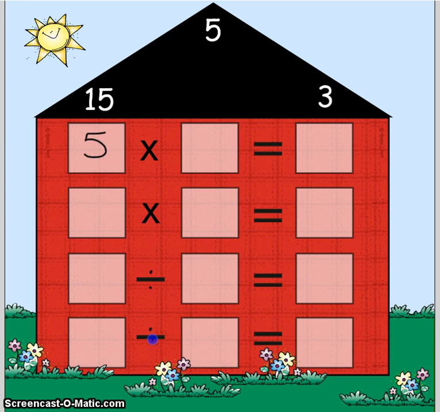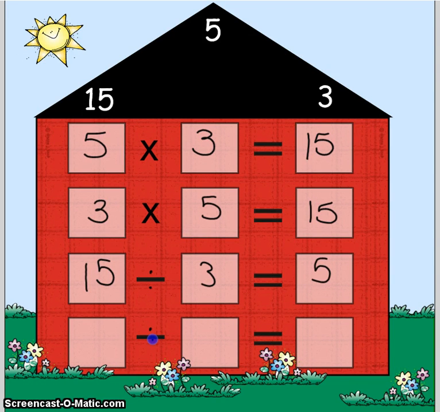5 times 3 would equal 15. Just like if you flip 5 and 3, 3 times 5 also equals 15. Now we can also divide by 15 by those numbers and get the opposite number as well. So 15 divided by 3 would equal 5, and 15 divided by 5 would equal 3.